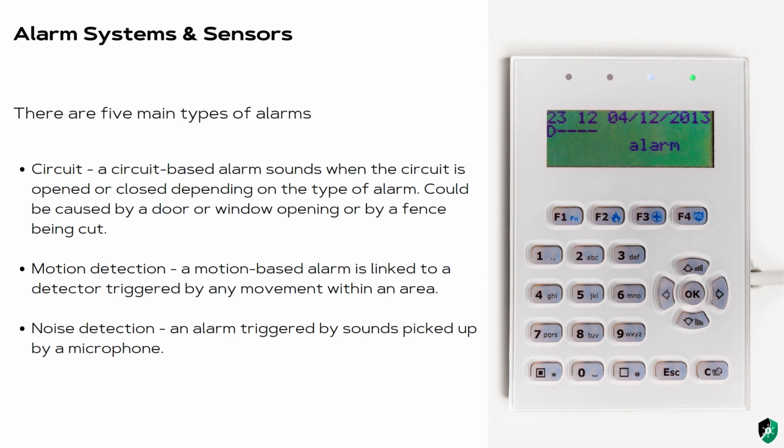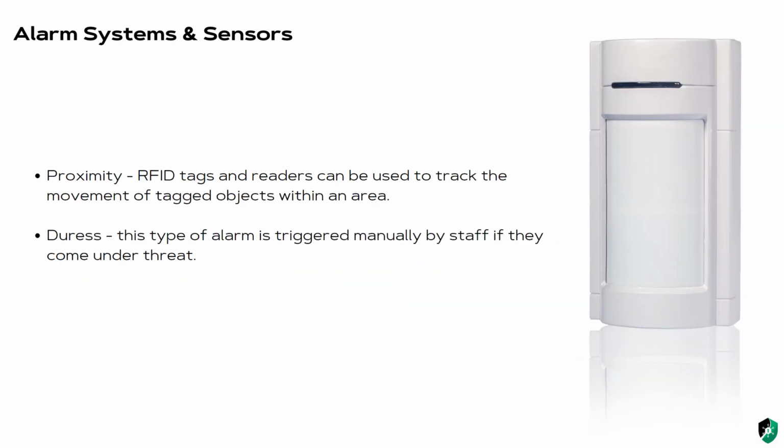And then we also have noise detection, an alarm triggered by sounds picked up by a microphone. And then we also have the proximity alarms. These are RFID tags and readers that can be used to track the movement of tagged objects within an area. And of course, we have the duress alarm. This type of alarm is triggered manually by staff if they come under threat.